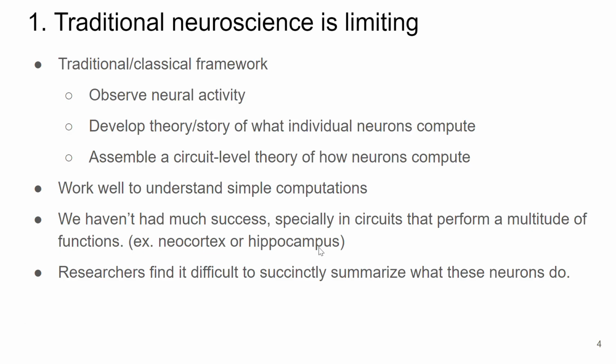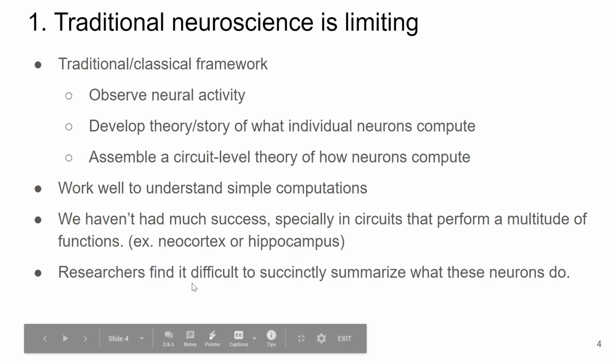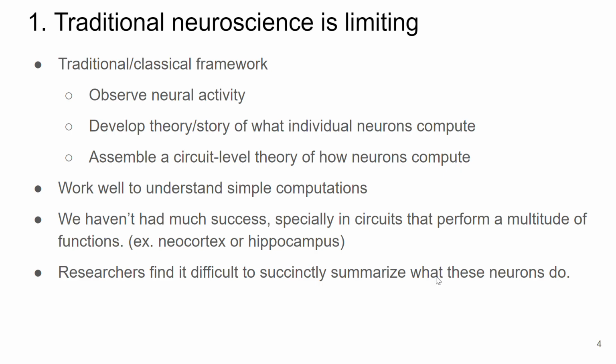This is probably because the neocortex and the hippocampus have a very distributed representation, and trying to come up with a compact human story for each neuron might not be possible. And yeah, so that is the issue the traditional neuroscience framework is facing. Researchers can't summarize what these neurons do in a compact human understandable manner.